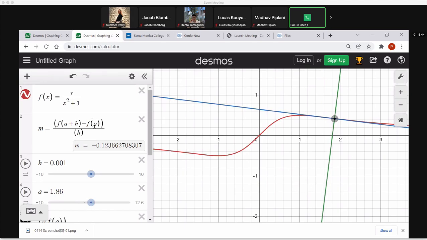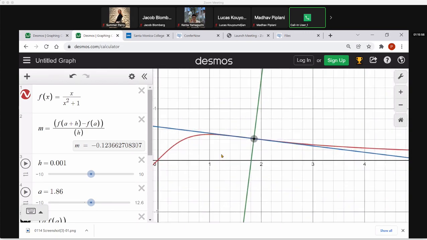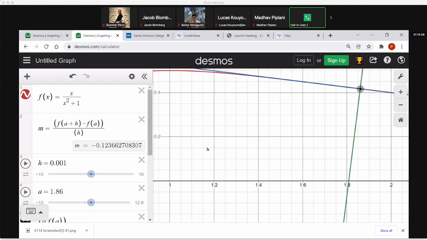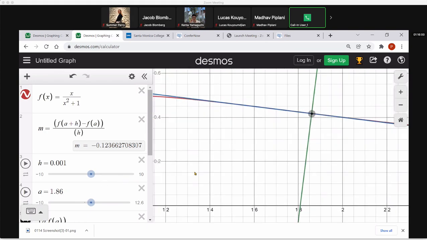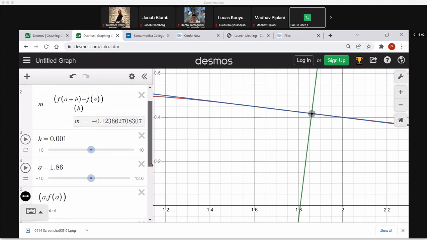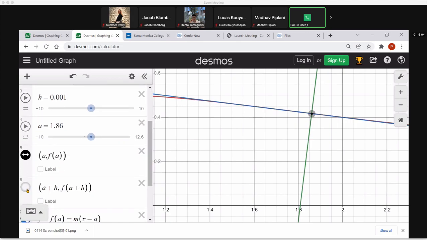Again, on this graph, I made the h equal to 0.001. So with a naked eye, you cannot figure out whether that's 1 point or 2 points. It's actually 2 points. So if I magnify this part right here, you get 2 points. I can mark it right here. Number 6 is the other point.